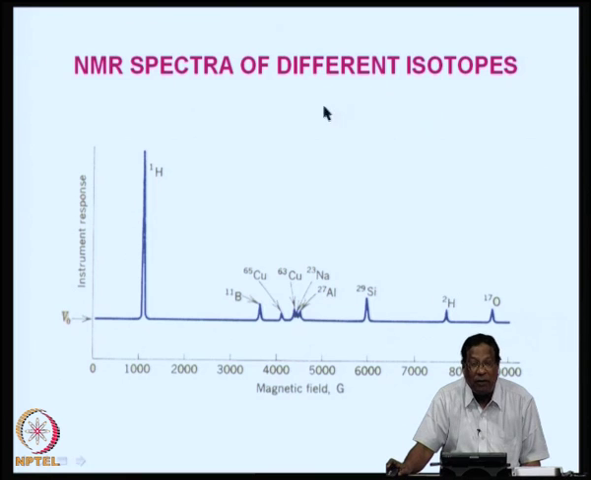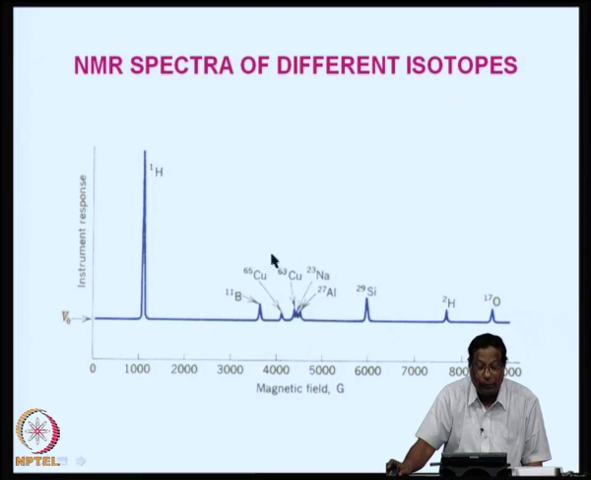This is the NMR spectrum of different isotopes. Here you can see 1H, assuming that this is around 100, you can see the intensities of the peaks or instrument response for boron, copper and then sodium etcetera. They are all very small compared to protons, and silicon is slightly better, 2H is very less, and the x axis is the magnetic field.